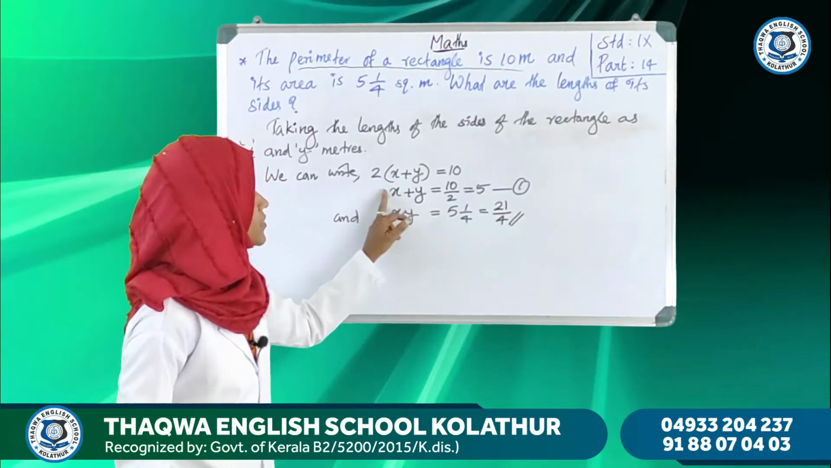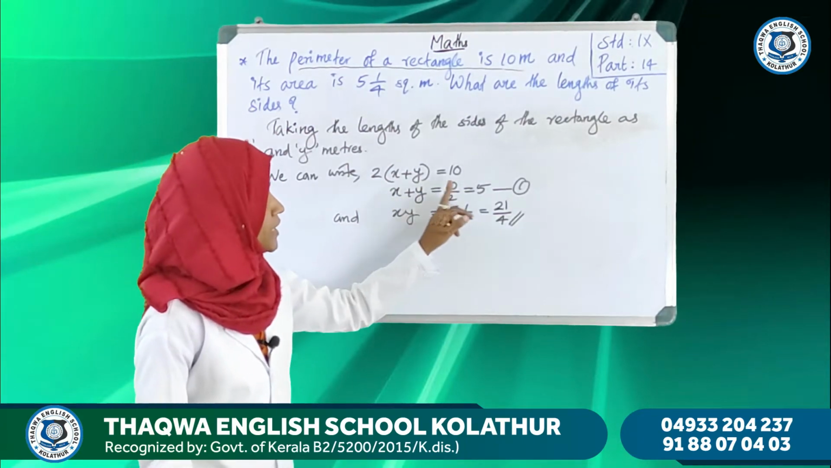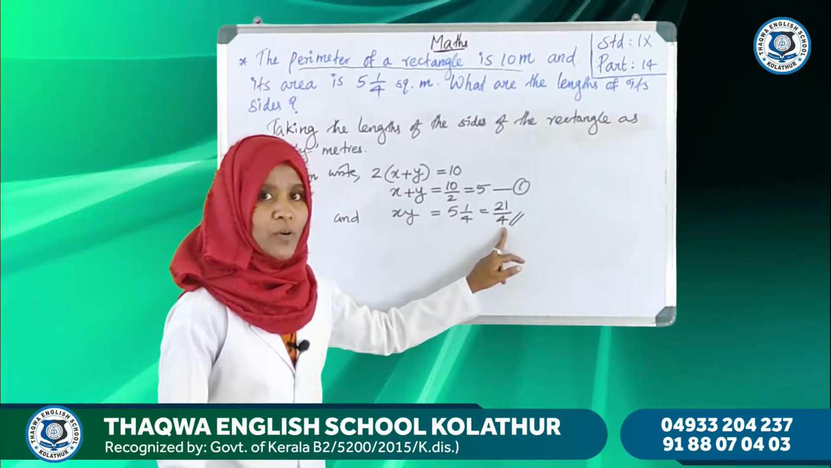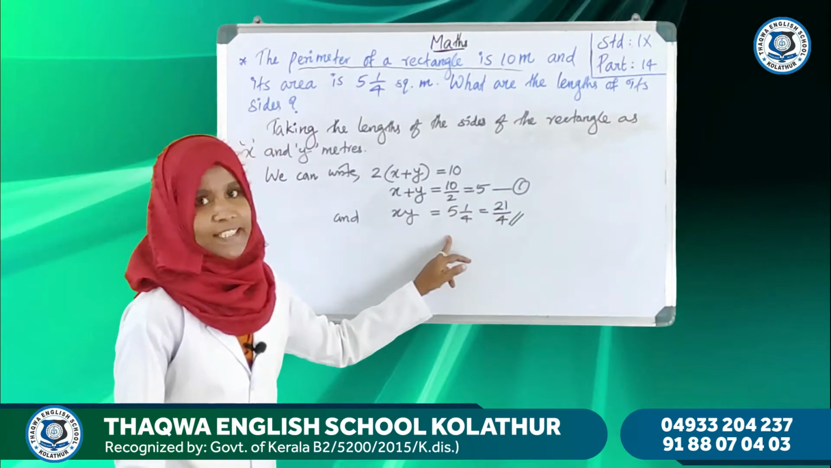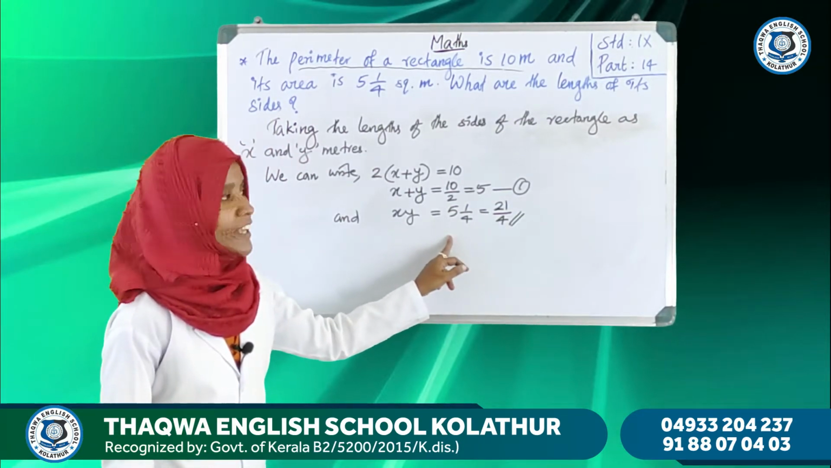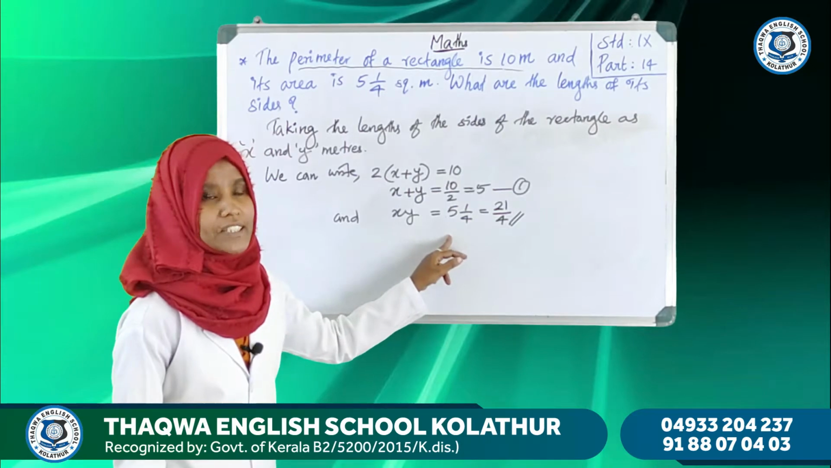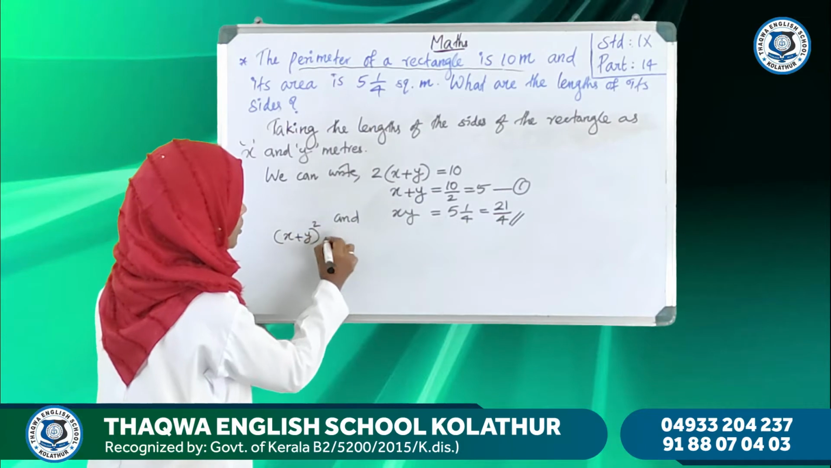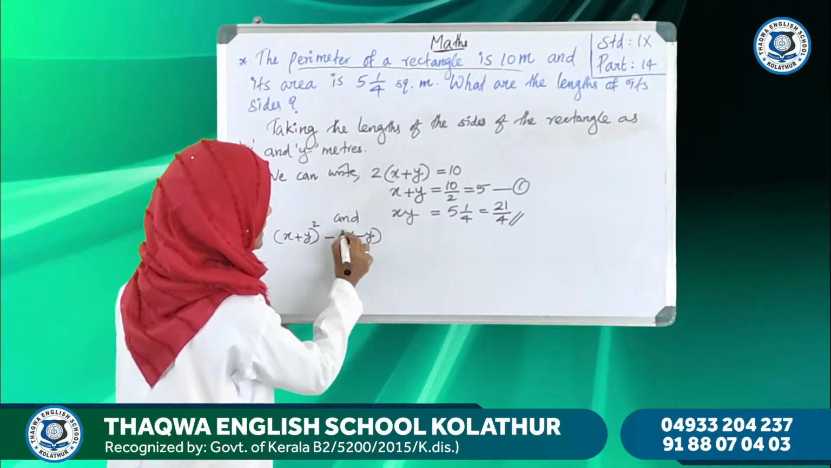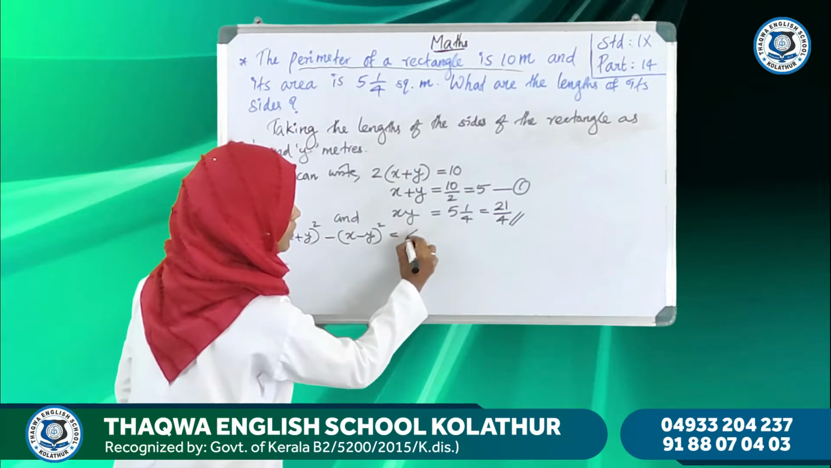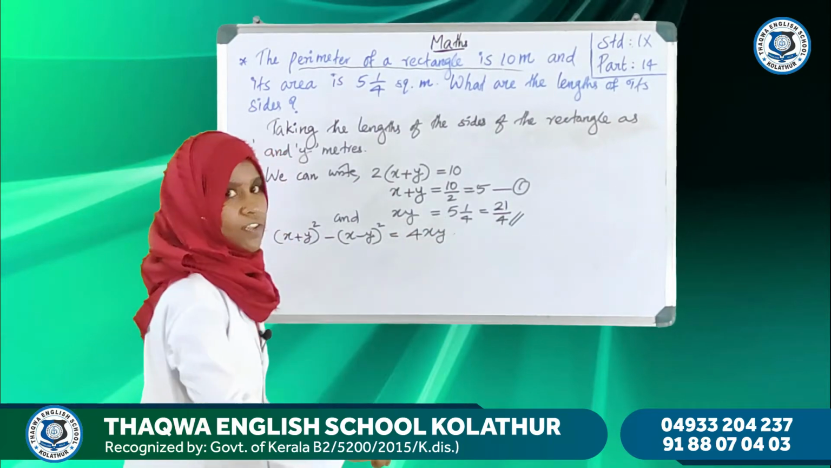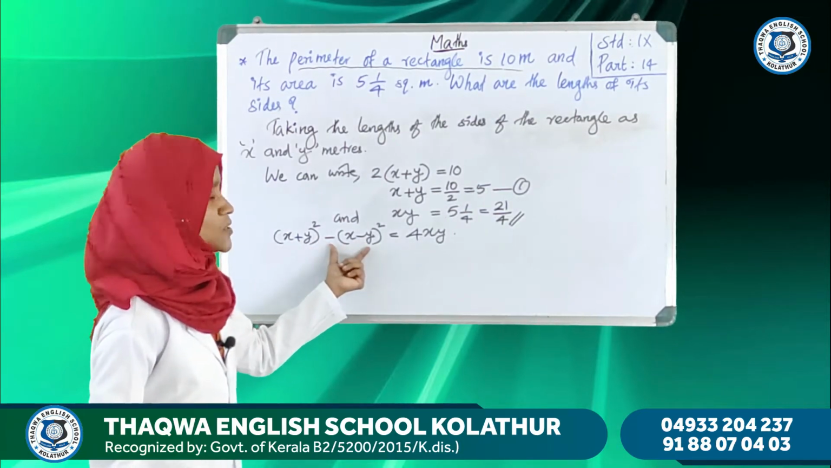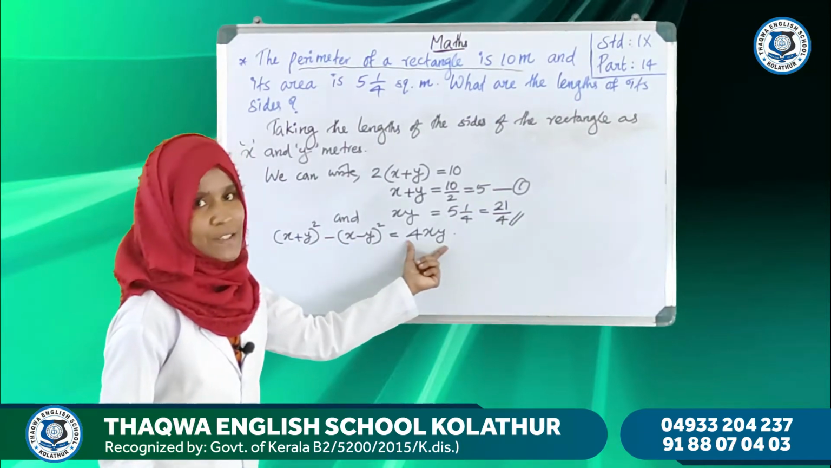Next let us combine these two equations: x plus y equals 5, xy equals 21/4. How? We can use one identity. Do you remember? In your 8th standard you studied the identity. All of you listen: (x plus y) whole square minus (x minus y) whole square is 4xy.